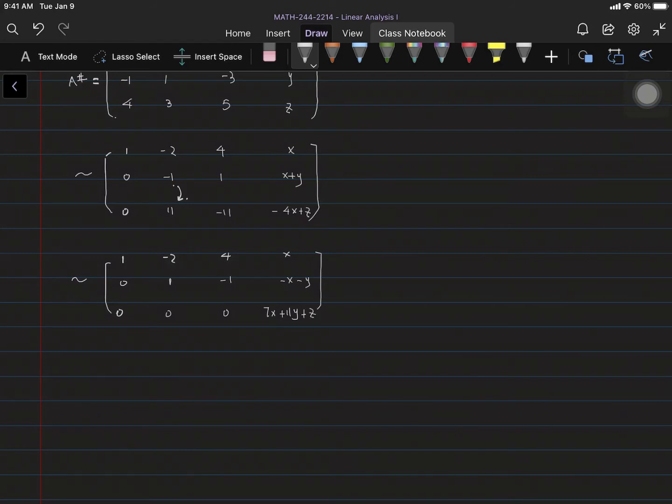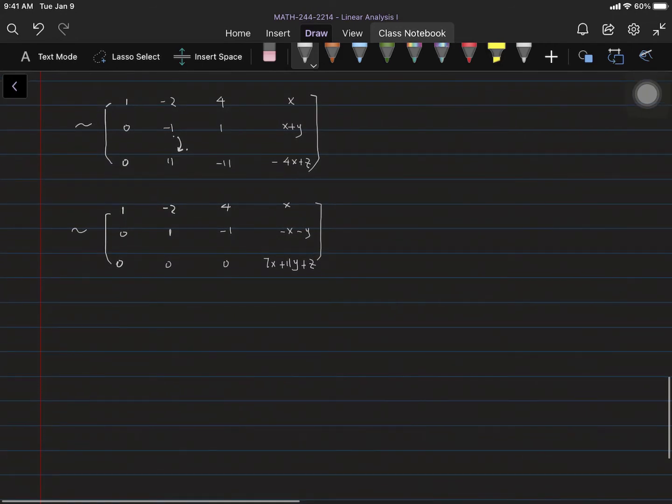Okay, and let's take a look at this linear system. Look at the last row. The last row is kind of like 0 equals 7x plus 11y plus z, right? Because for any vector x, y, z, x, y, z can be anything. It can be non-zero, like a number on the right side. So the right side can be non-zero. We can get something like 0 equals 2.